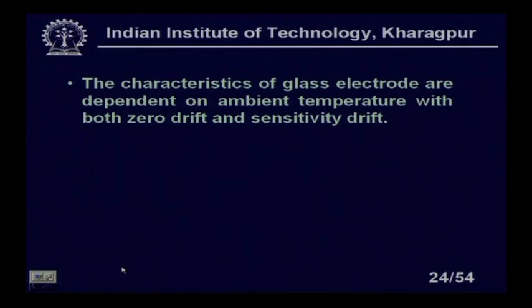And the reference electrode. So, we got 2 terminals, we will get a voltage that is measured, and that will be converted to current later on. The characteristics of the glass electrode are dependent on the ambient temperature, with both zero drift and sensitivity. This we have already discussed, because it is sensitive to temperature. So, we have to take proper care by RTD or any other temperature sensitive device to make the correction.